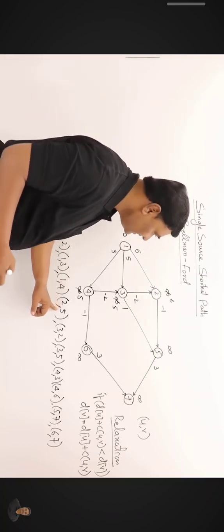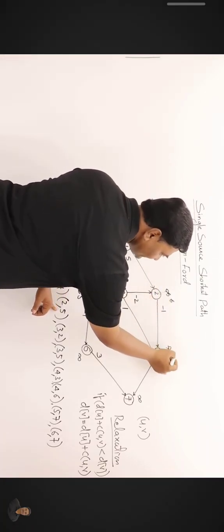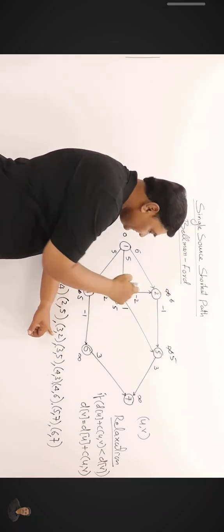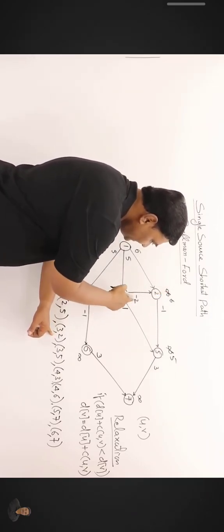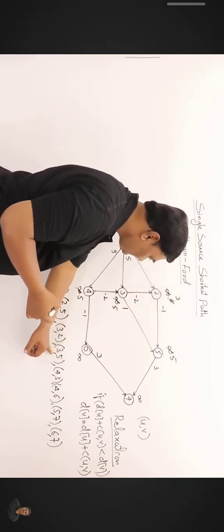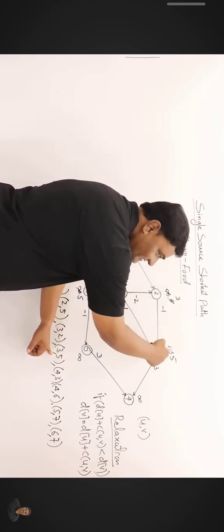Now 2, 5. This is 6 minus 1. This is infinity. So this is 5. 6 minus 1 is 5. This is already changed. You see. 3, 2. So 3 to 2. So this is 5 minus 2 is a 3. So change it to 3. Then 3 to 5. So this is 5 plus 1 is a 6 and it is 5. So that is smaller. Don't modify that one.